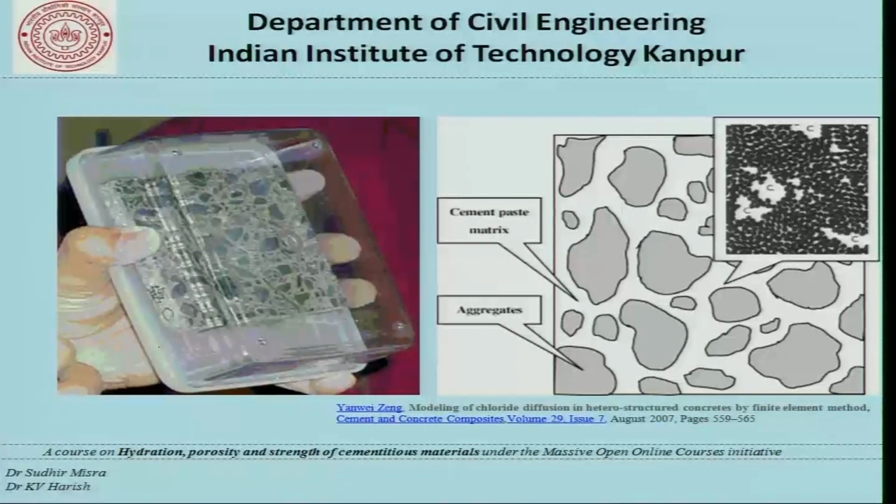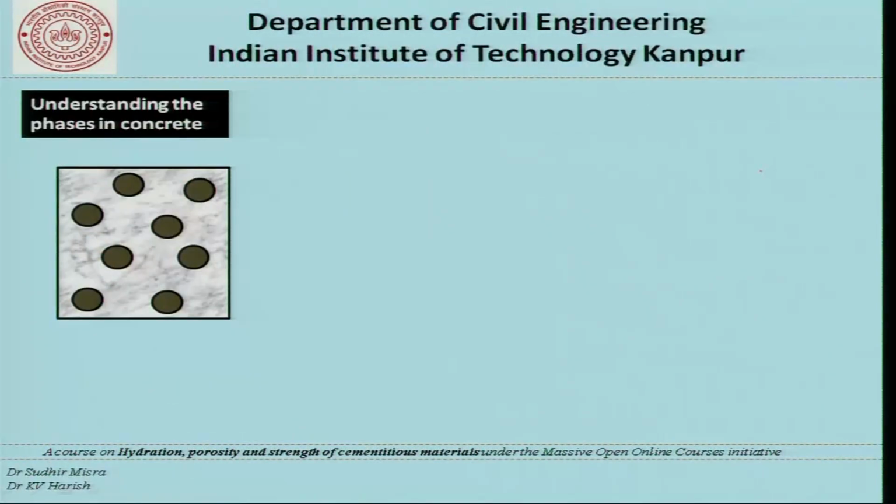This is a slice of hardened concrete, which is modeled as aggregates, whether they are fine or coarse, suspended in a cement matrix which has hardened cement paste, the solids, and some voids within the paste.